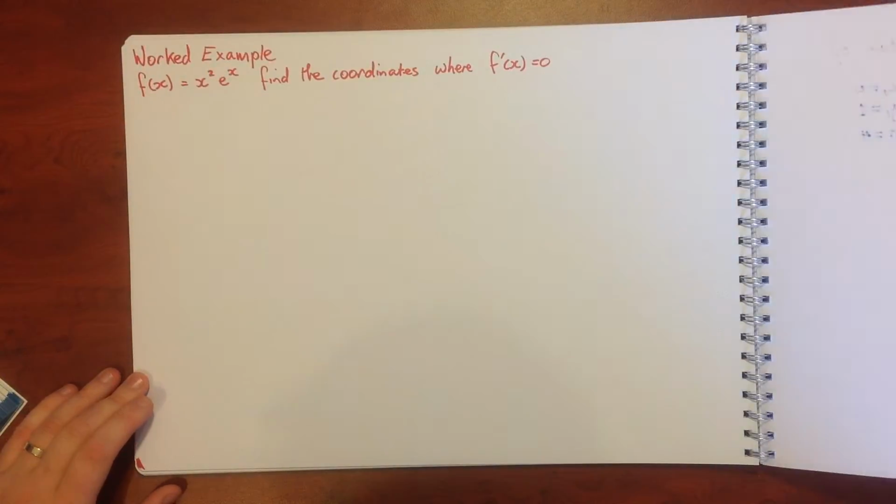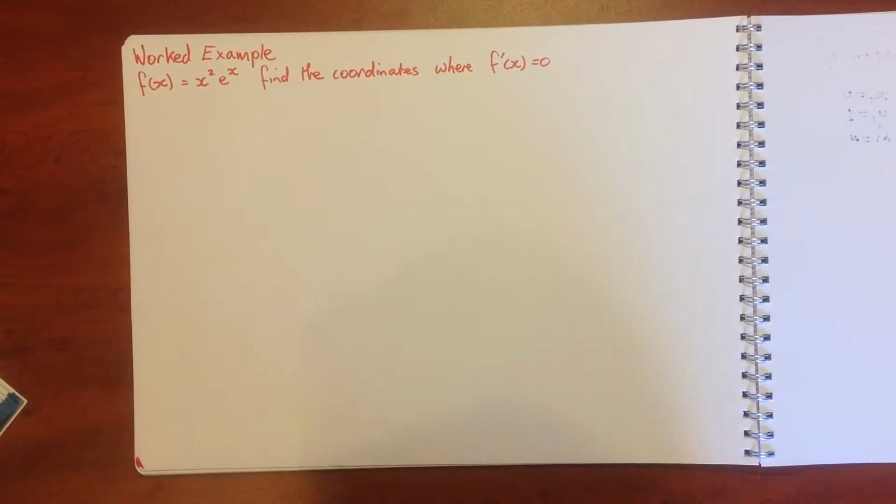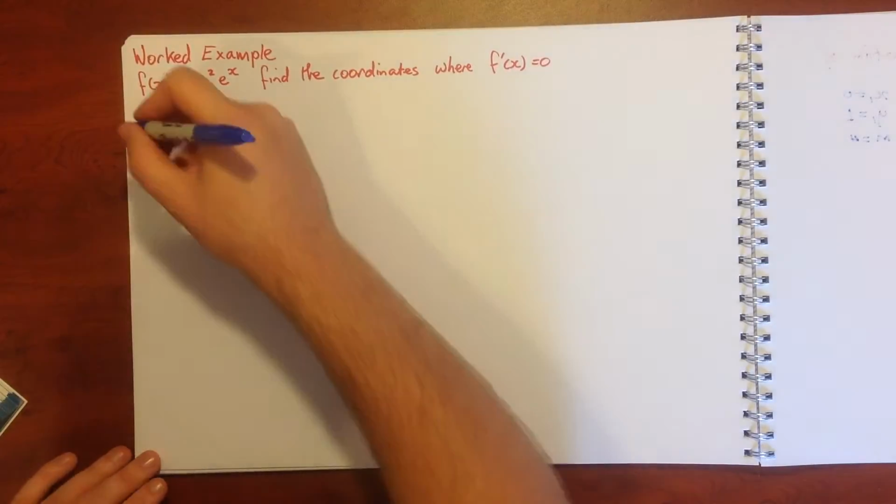Okay, we've got one more worked example to do. So we've got f of x equals x squared e to the x. Find the coordinates where the derivative equals 0. Okay, so of course we're going to have to find the derivative first.